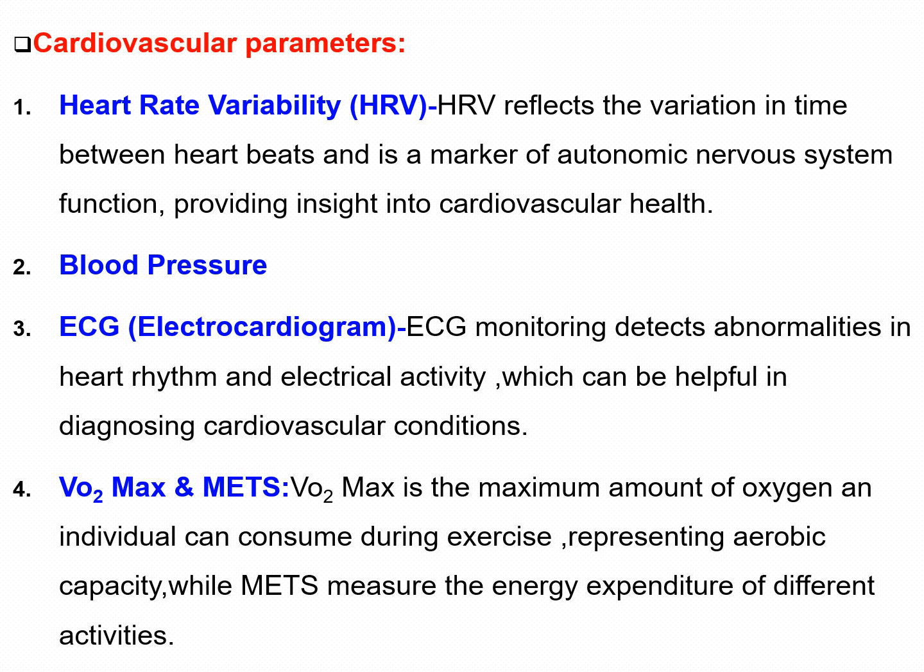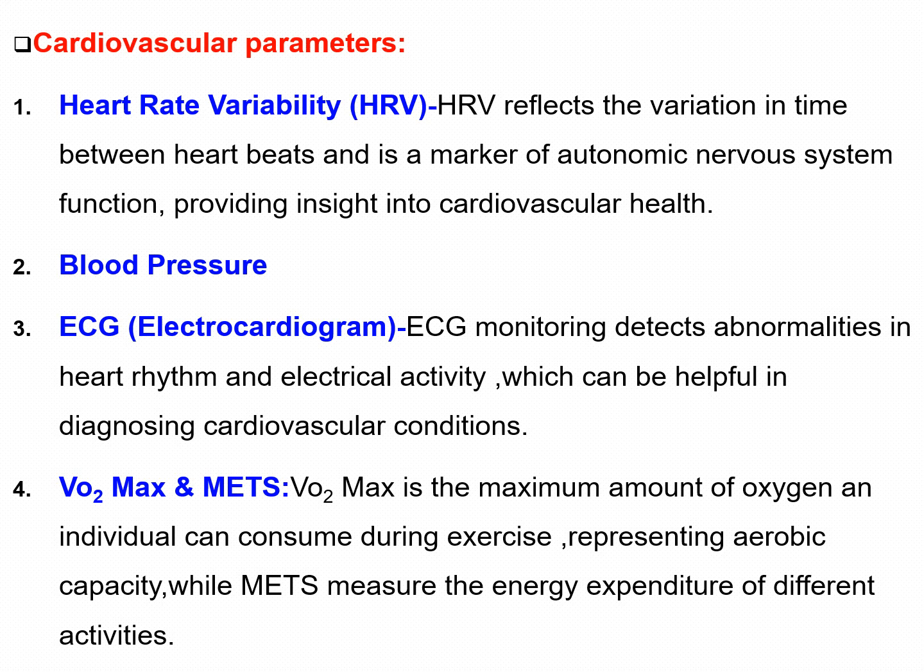Okay, the third one is your ECG, that means electrocardiogram. ECG monitoring detects abnormality in heart rhythm and electrical activity, which can be helpful in diagnosing cardiovascular conditions. The fourth one, VO2 Max and METs. VO2 Max is the maximum amount of oxygen an individual can consume during exercise, representing the aerobic capacity, while METs measure the energy expenditure of different activities.